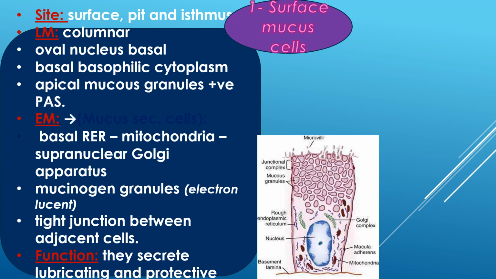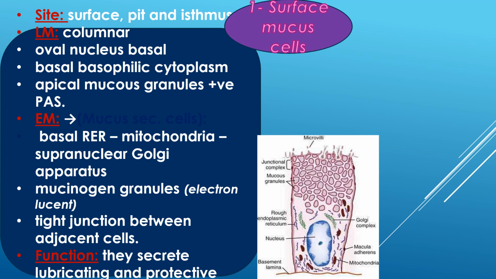By EM, electron microscopy, you will find basal rough endoplasmic reticulum, mitochondria, and a supranuclear Golgi apparatus. In the apical part, you will find the secretory granules, which are mucin, and they will be electrolucent. All the cells of the stomach are attached together by tight junctions, the zonula occludens, in order to prevent gastric juice from escaping into the wall of the stomach and digesting it.